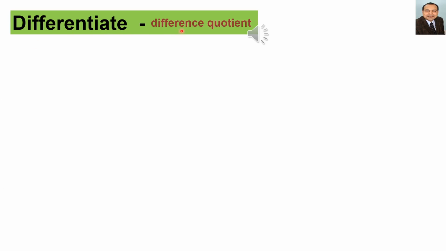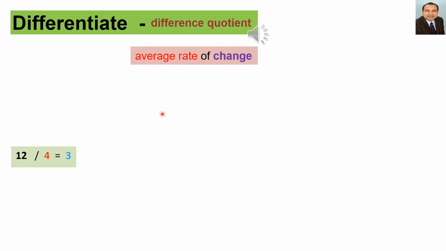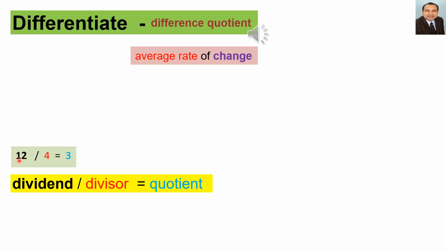Differentiate, difference quotient, average rate of change. 12 divided by 4 equals 3. 12 is the dividend, 4 is the divisor, 3 is the quotient.